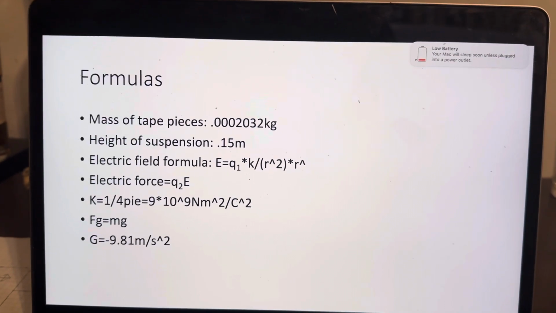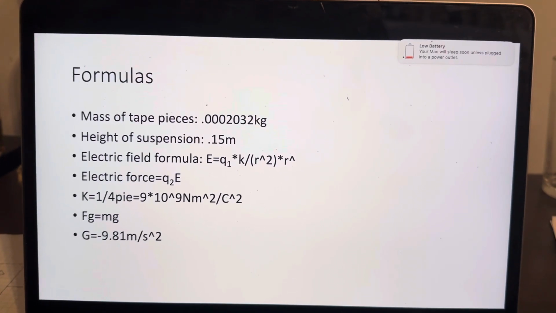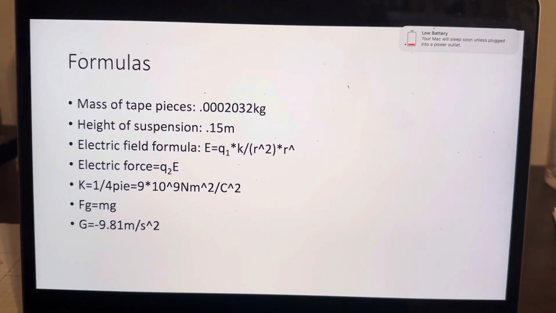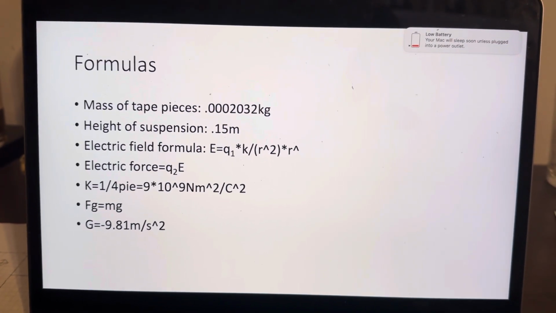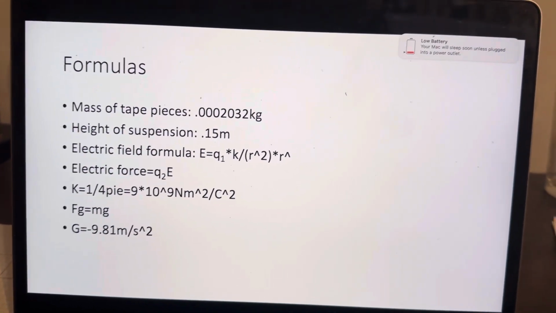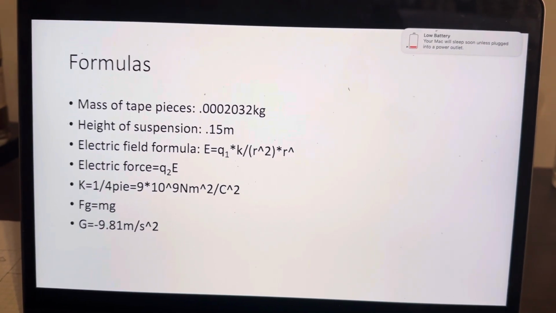The mass of the tape pieces was 0.002032 kilograms, which is roughly a fifth of a gram. The height of suspension of the tape was 0.15 meters.